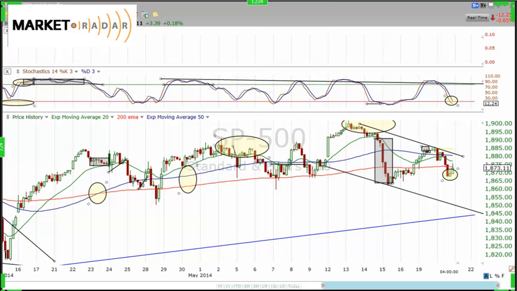So that's it. That's the market radar for tomorrow. I think overall we're looking at a slightly bearish bias, but the opportunity for a move back up here is definitely there with the 60.